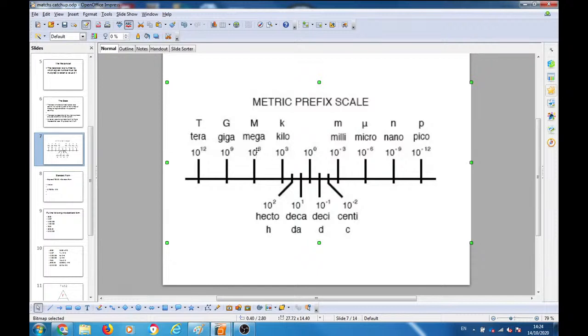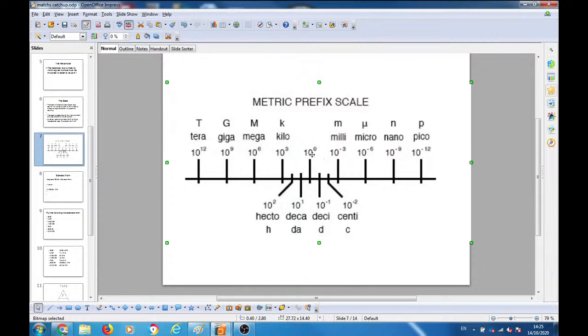10 to the power of 6, that's a mega. And 10 to the power of 9 is giga, 10 to the power of 12 is tera. One thing you should notice is that the increment with our exponential number here is always in threes. So we've got 3, 6, 9, 12. And our engineering units always divide within those steps of 3 exponential numbers.